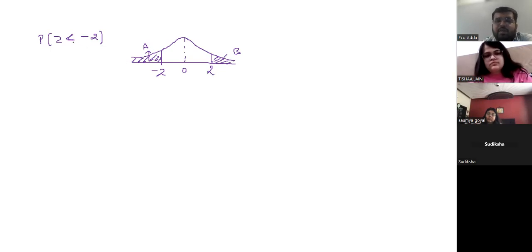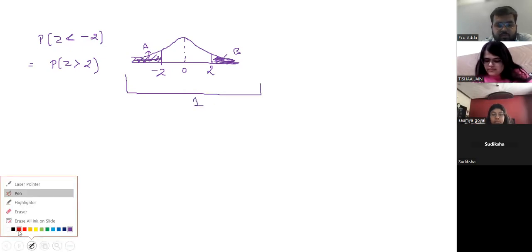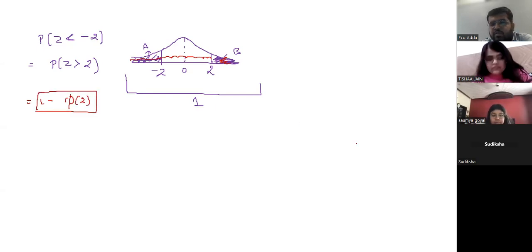So can we say that probability Z is less than -2 is equal to probability Z is more than 2, because area A is less than -2 and area B is more than 2? Yes, sir. And since the total area is equal to 1, if I do 1 minus this, I'll get this area, which is equal to 1 minus phi of 2. Does that make sense? Or any doubts, anyone?